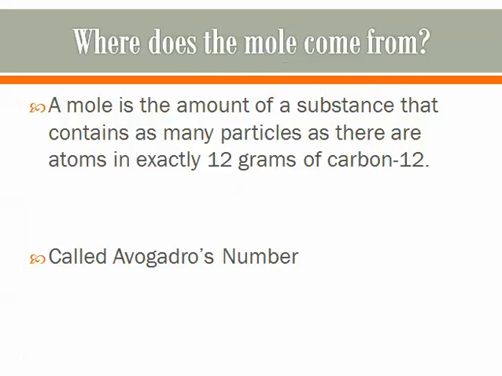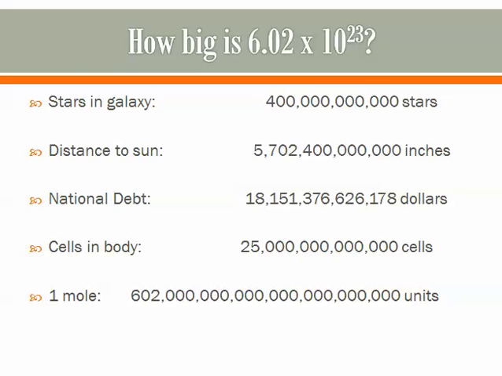So where exactly does a mole come from? Well, a mole is the amount of a substance that is present in exactly 12 grams of carbon-12. And that is where Avogadro's number comes into play. Now, in terms of this number, 6.02 times 10 to the power of 23, this is a very, very large number. To try to put this number into perspective, we're going to take a look at some different stats.